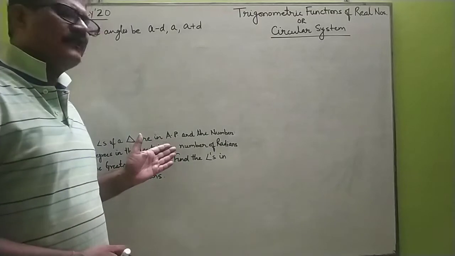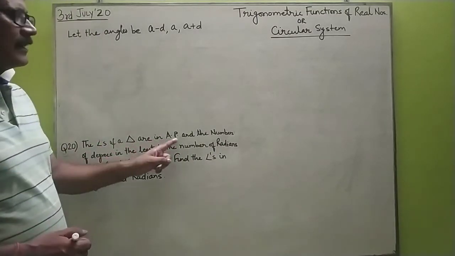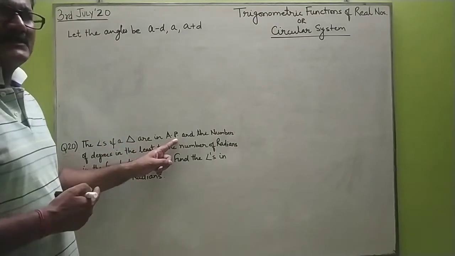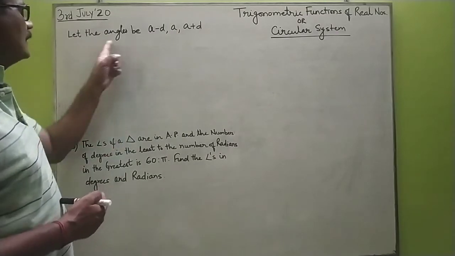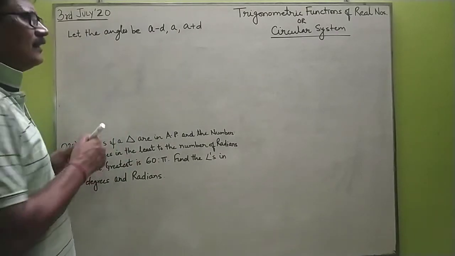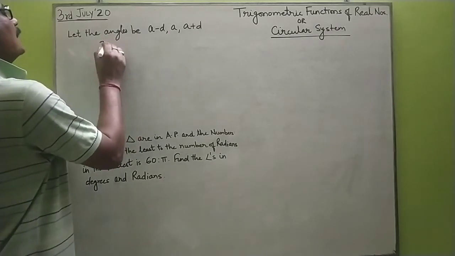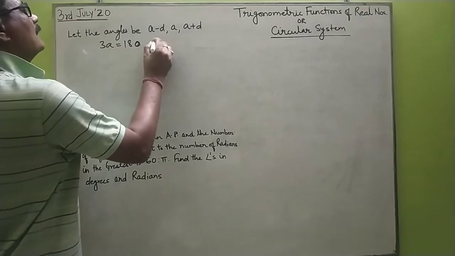Let's do this sum that we left in the previous video. Here the angles of the triangle are in AP, same as the previous sum. So we have taken the angles as A minus D, A and A plus D. Since these are the angles of a triangle, the sum of these three expressions has to be 180. When we add them, we get 3A equals 180. So A turns out to be 60 degrees.